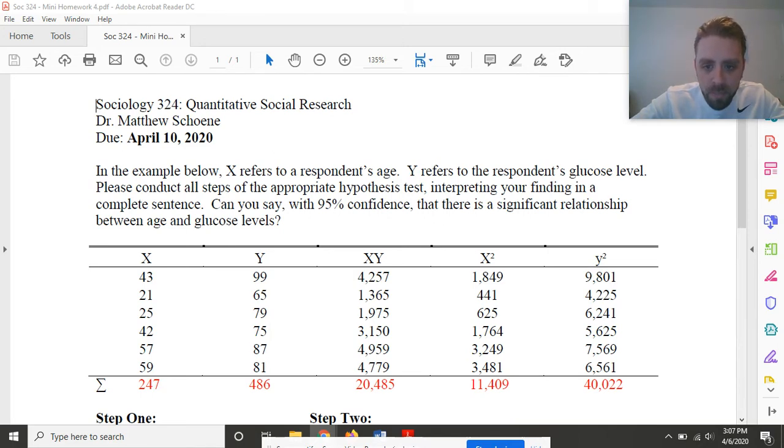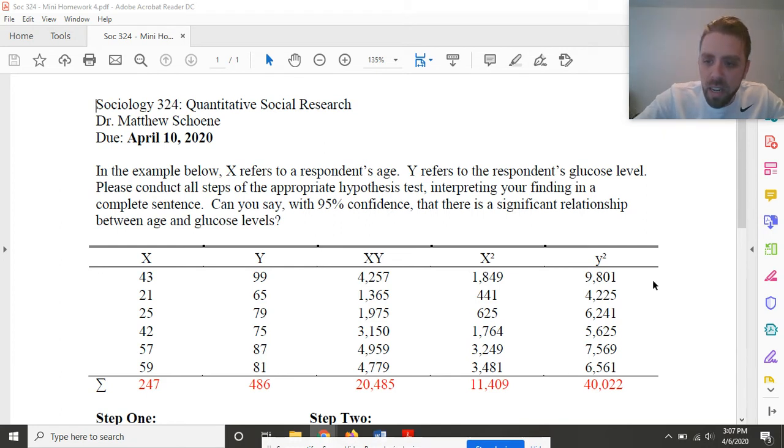20,485. For the fourth column, I took each value of X and squared it, and then summed it down that column to reach the summation of X squared equals 11,409. And then finally, the last thing I needed was the summation of Y squared, which, after squaring each individual observation for Y, I reached a summation of 40,022. That right there, that's the bulk of the work here.